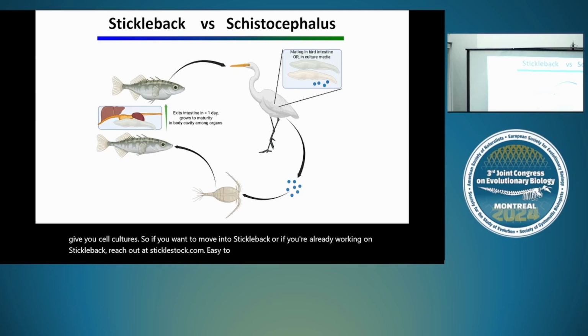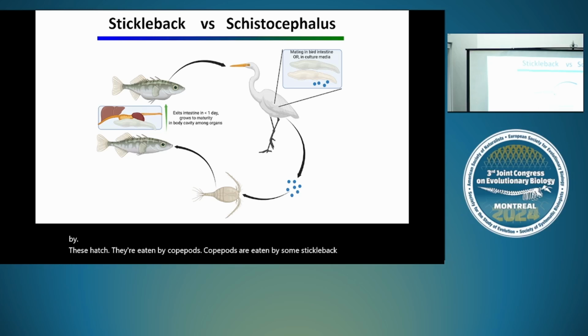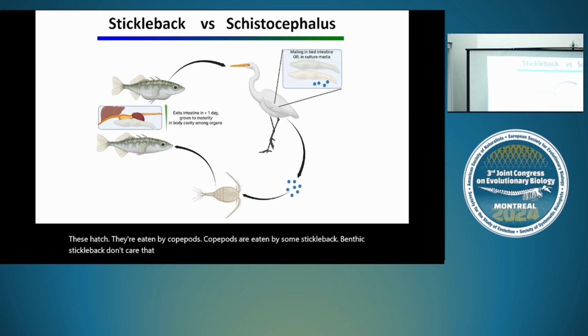So the tapeworm in question has a cool life cycle. It's actually the earliest complex life cycle to be described a couple hundred years ago. The tapeworms breed in bird intestines. They defecate eggs into the water. These hatch, and they're eaten by copepods. Copepods are eaten by some stickleback. Benthic stickleback don't care that much. Limnetic stickleback love eating these things. So there's some ecological and ecotype differences in that transfer rate. We'll get back to that.